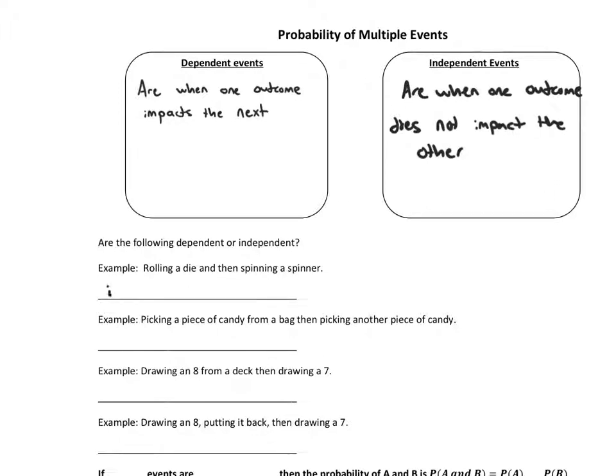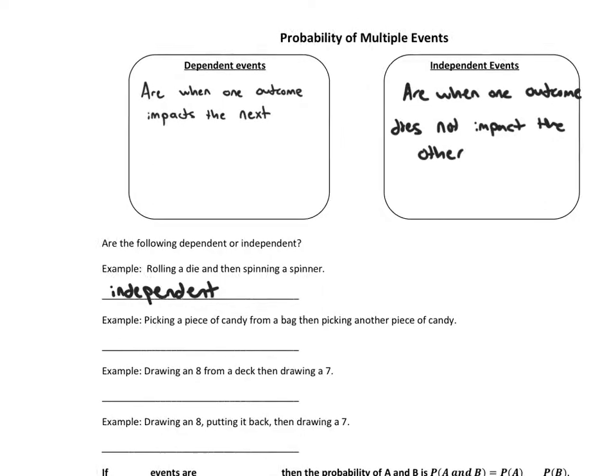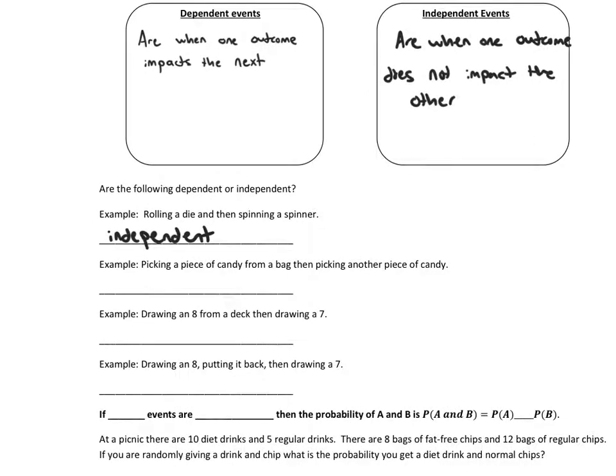These are independent because whatever happens on that dice, it has no bearing on the spinner. They're totally separate. Rolling the dice, no matter how you do it, will not impact spinning the spinner. Picking a piece of candy from a bag, then picking another piece of candy. These are dependent.